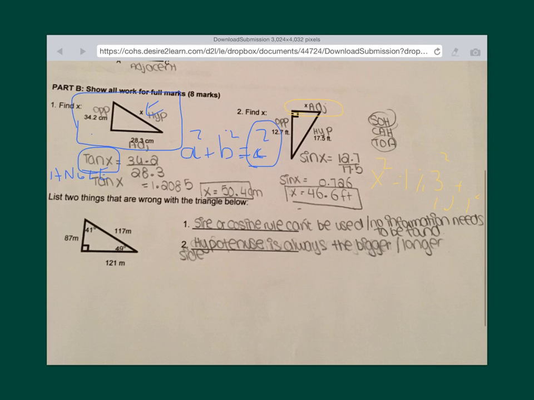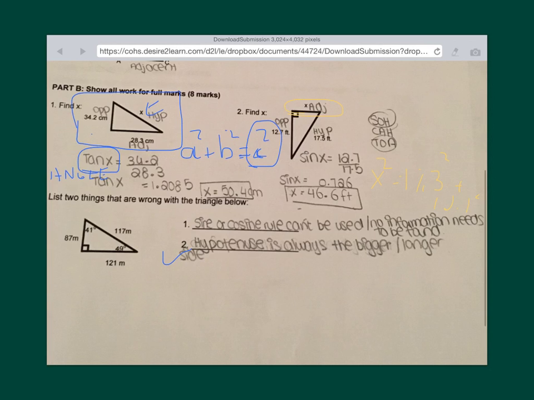So, going down to the next question, 2 things that are wrong with the triangle. You can use sine and cosine, and you're right about number 2. The hypotenuse should be the bigger and longer side, and it's not. And so number 2 is correct, but number 1, you certainly can use sine or cosine because you do have enough information. The entire triangle actually is filled in.